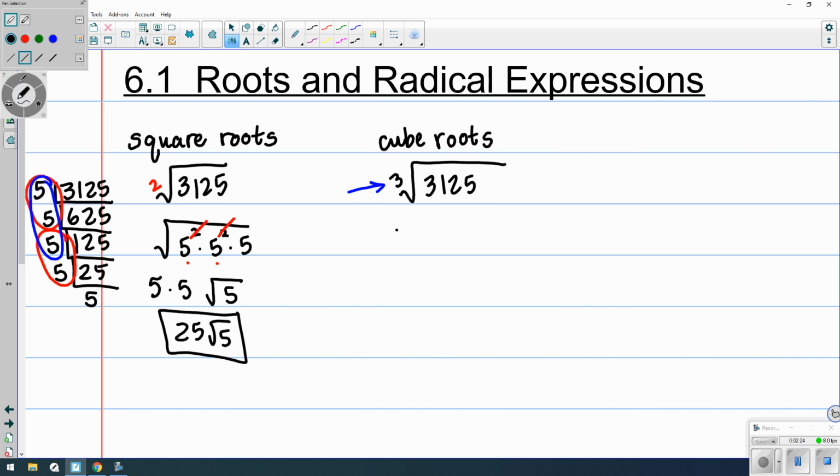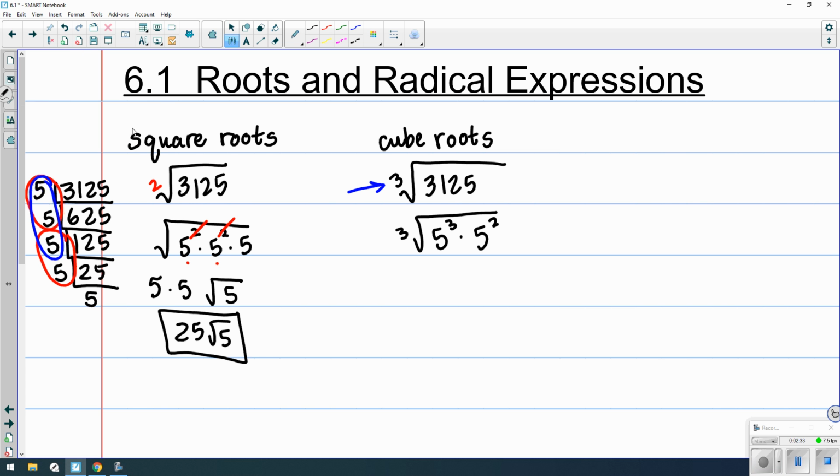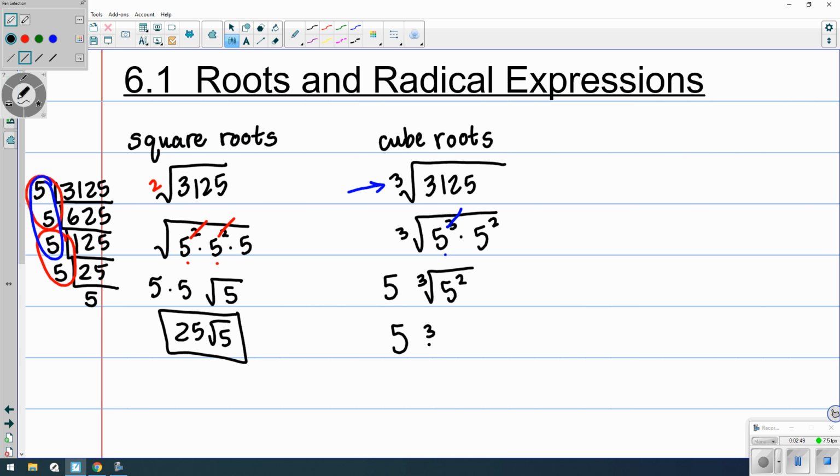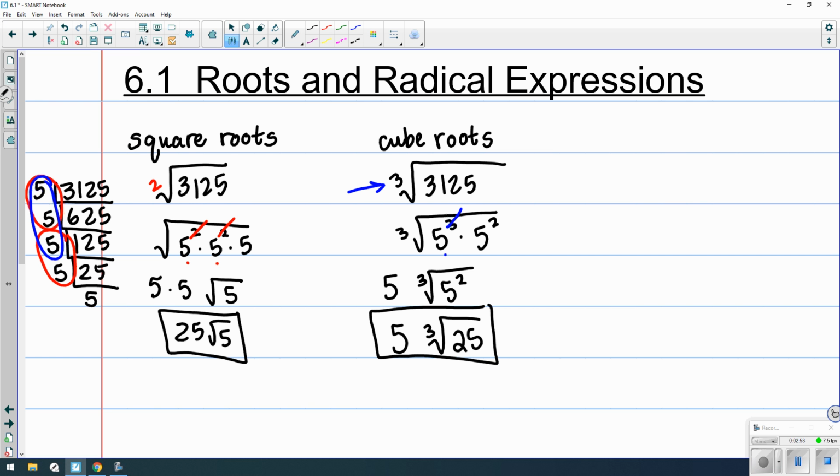So I can rewrite this as the third root of 5 to the third times, well, I have 2 5s left over, so I'm going to write 5 squared. So again, I had one group of 3 5s, so that went right here. And then the third root and the third power canceled out. So I'm left with 5 times the third root of 5 squared, or I could write that 5 times the third root of 25. All right, so that is the third root of 3,125.